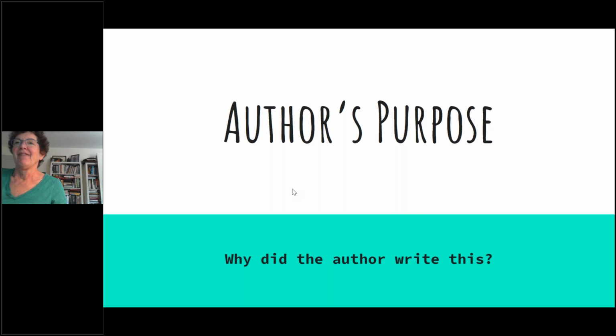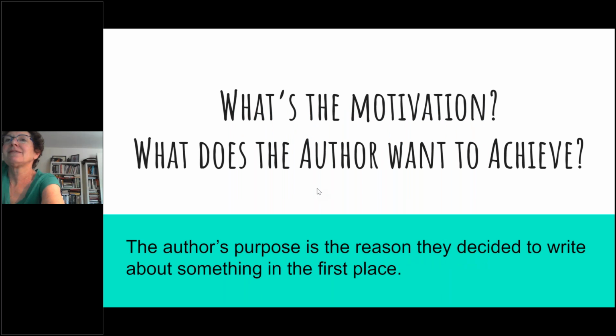Purpose. The author's purpose is what we're trying to get at. Why did the author write this? So anytime you pick up something that has been written, you want to think to yourself, why did the author write this? What's the motivation? What is it that the author wants to achieve? So it's the reason that they decided to write about something in the first place.